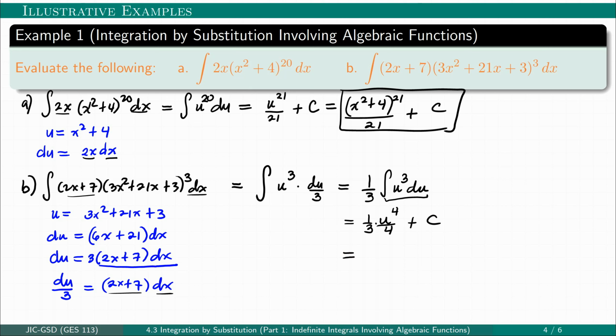So this will be 1 over 12. Well, u is actually 3x squared plus 21x plus 3. So we replace it back. 3x squared plus 21x plus 3 raised to 4 plus the constant c.